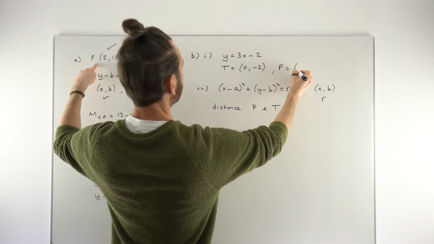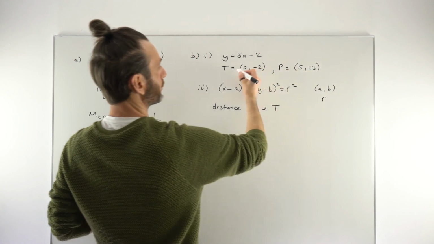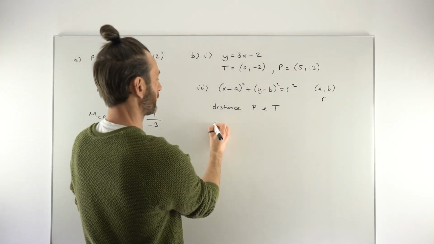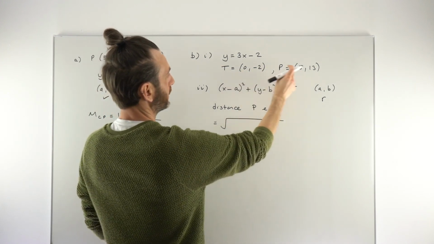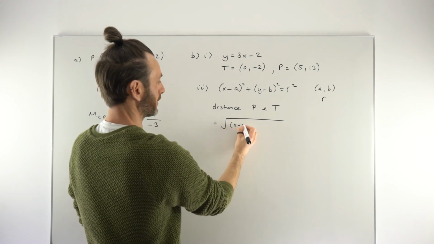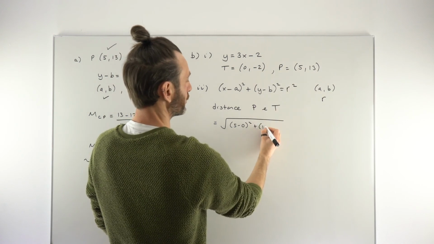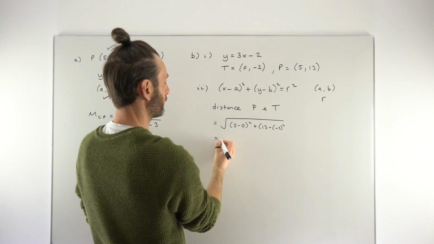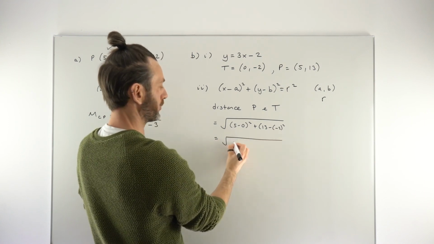So P is the point (5, 13). We're trying to find the distance between those 2 points. So we can use the distance formula. So that's just equal to the square root of the difference between the x's squared. So that's going to be 5 minus 0 squared. And the difference between the y's squared, which is 13 minus 2 squared, like that, and then just carefully working this forward. Remember, it's a calculator question, so you could just put it in the calculator.